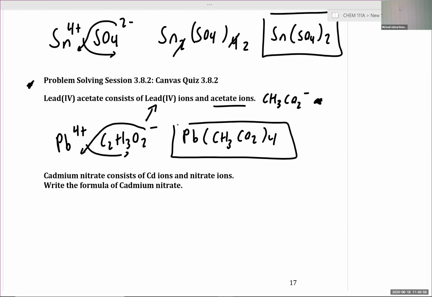Let's move to cadmium nitrate. It consists of cadmium ions and nitrate ions. So cadmium is a transition metal, but what's special about cadmium? Can we assign a charge to cadmium? Two plus, exactly right. Okay. Cadmium is known as a fixed charge transition metal. Nitrate is NO. What is the formula and charge of nitrate?